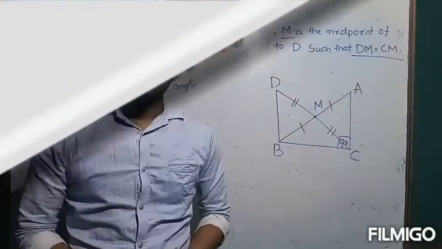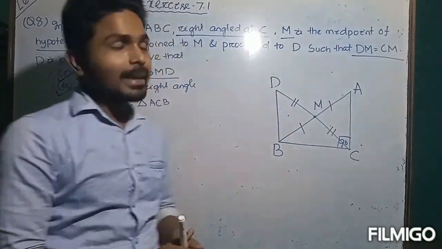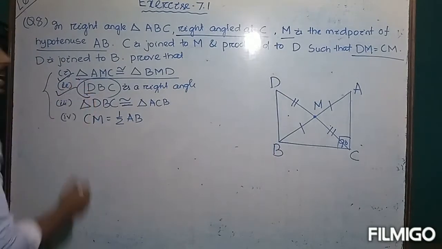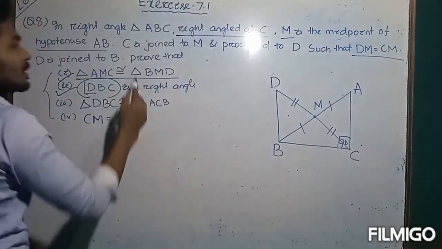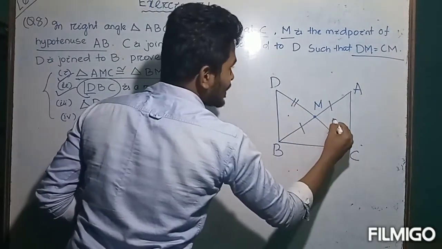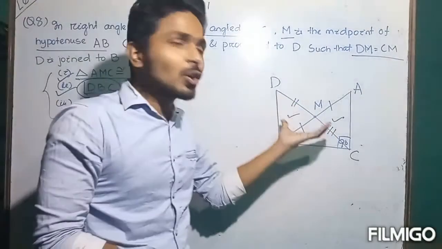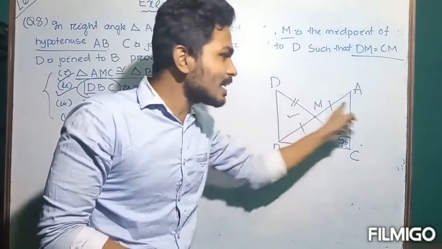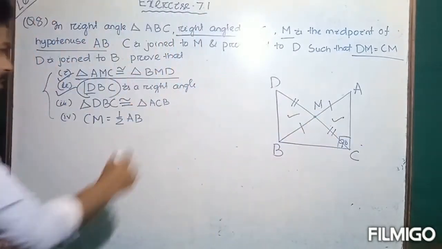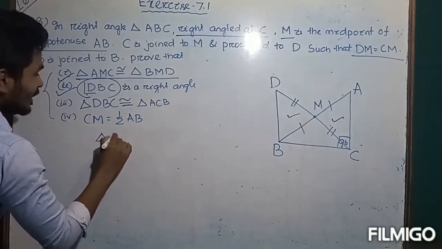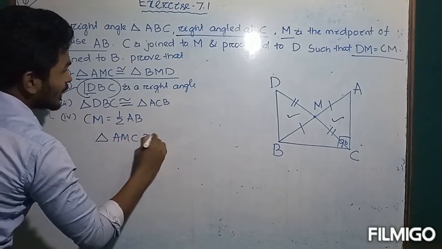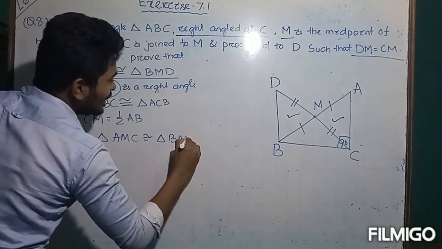Okay. So we have proved the first two statements, that is, triangle AMC is congruent to triangle BMD. So this triangle and this triangle are congruent. Now we get some conclusions, some data from this congruency. What are the data? Let's see. Since triangle AMC is congruent to triangle BMD.